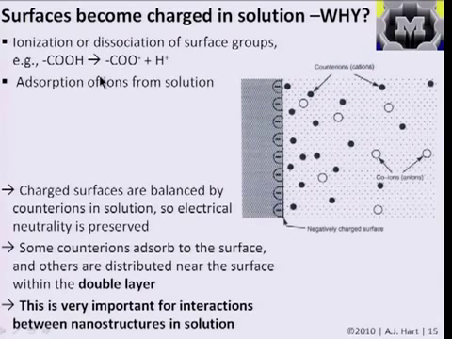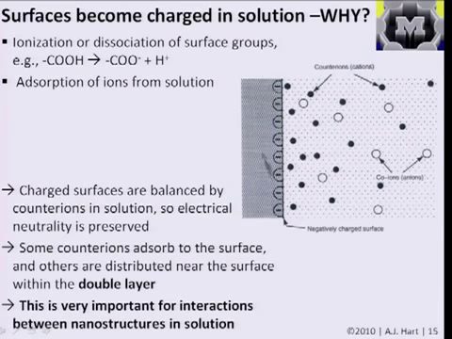The first reason we're going to consider is that if you have molecules on the surface, those molecules will ionize. For example, if you had a surface that had terminating carboxylic acid groups, then it's possible for this group to lose part of its structure, for example a hydrogen, and then you'll have a negatively charged terminal group on the surface.